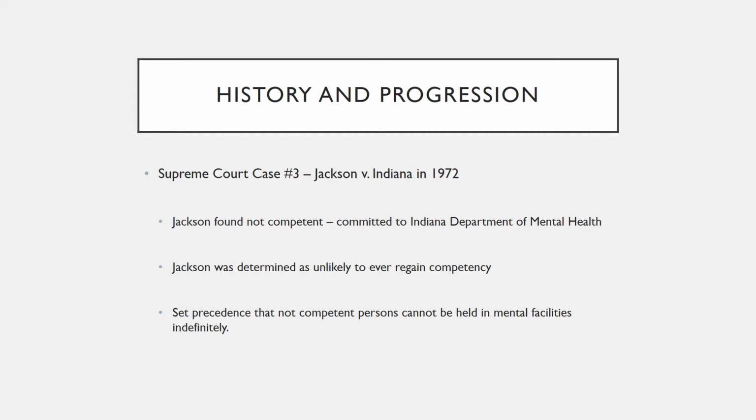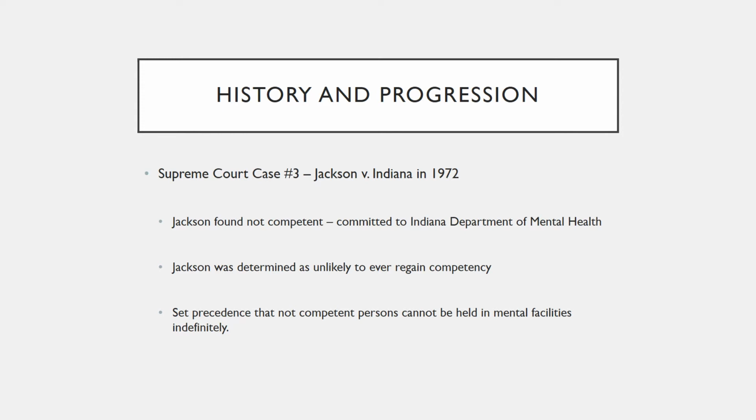Third, we have the Jackson v. Indiana case in 1972. In this case, Jackson was a deaf mute who had some intellectual disabilities and was charged with two separate robberies. An evaluation showed that Jackson's condition was enough to find him not competent, and so, in an effort to possibly regain this competency, Jackson was committed to the Indiana Department of Mental Health. However, the doctors that performed his competency evaluations and doctors at the mental health facility determined that it was unlikely that Jackson would ever regain his competency. This in turn meant that Jackson's stay at the Indiana Department of Mental Health would likely be a life sentence, as he would never really regain that competency.